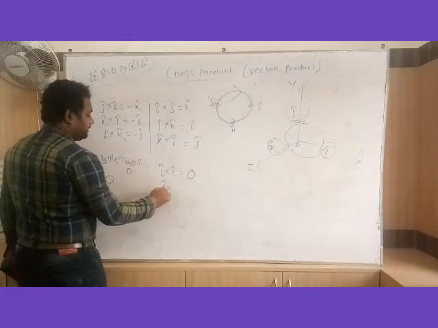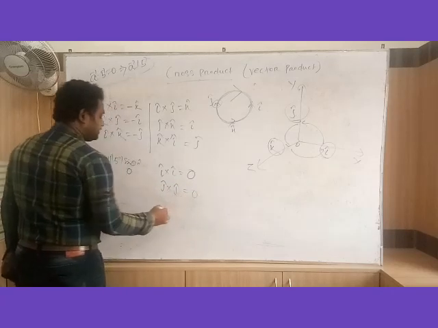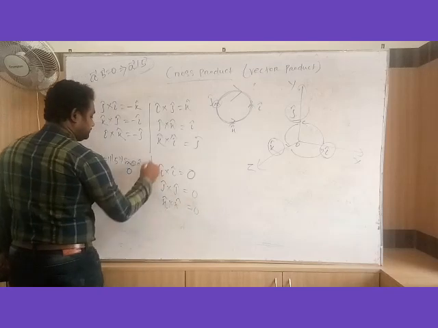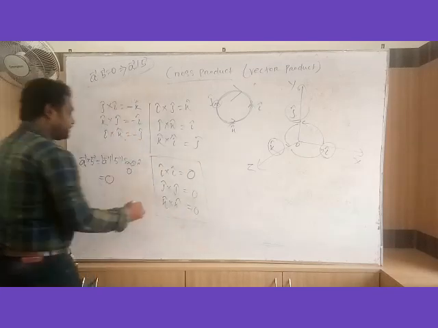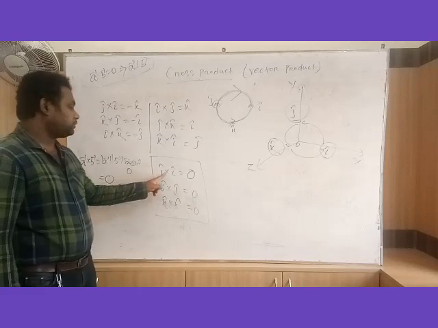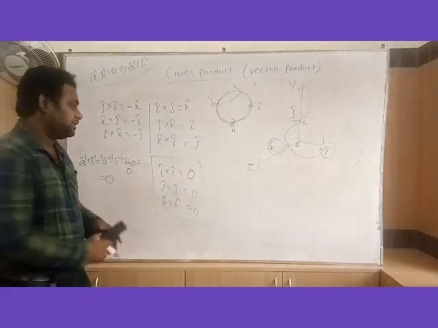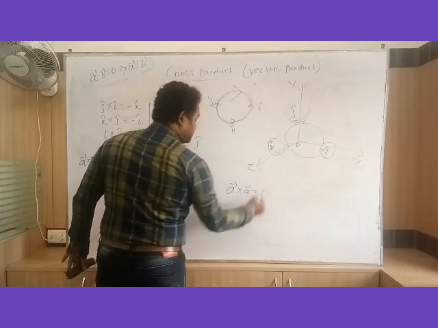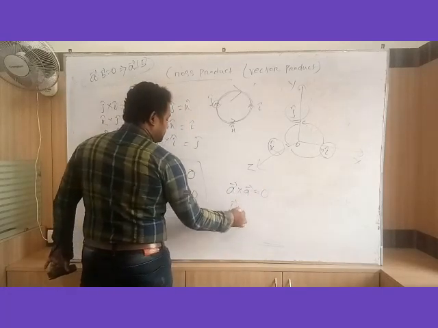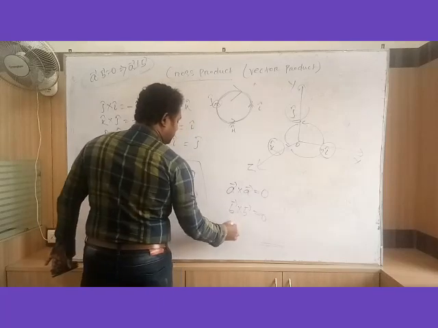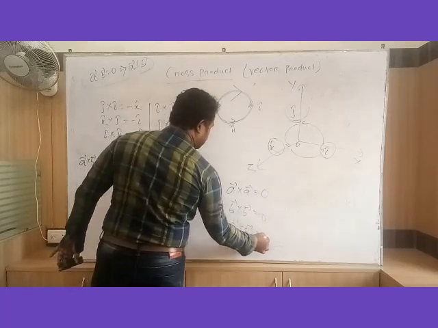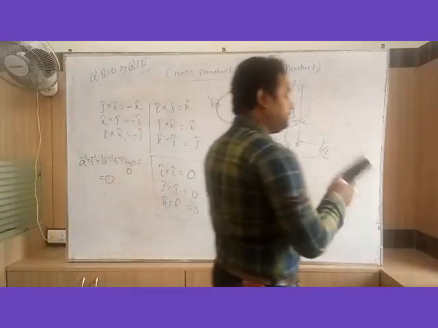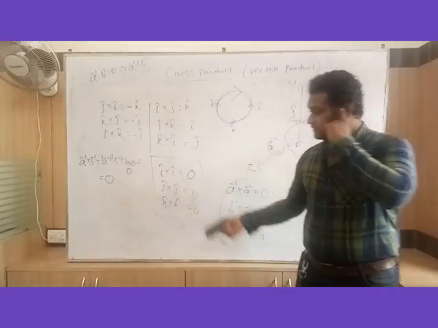Similarly, the value of J cross J equals 0. The value of K cross K equals 0. So in cross product, the cross product of two same unit vectors becomes 0. Or otherwise you can say that A vector cross A vector equals 0, B vector cross B vector equals 0, or C vector cross C vector equals 0. That means the cross product of two same vectors becomes 0.